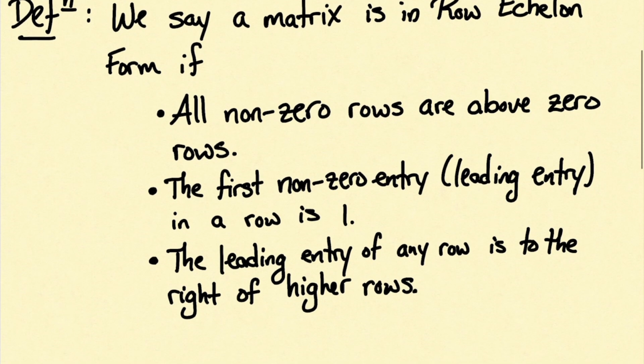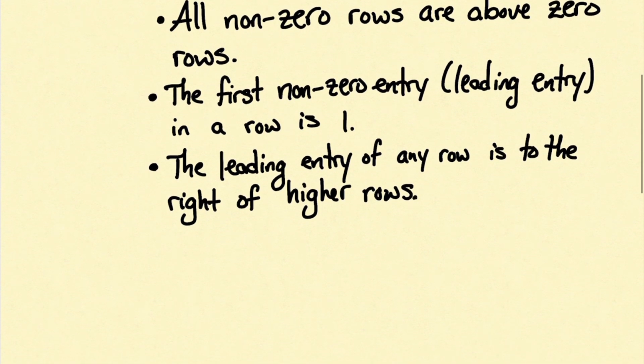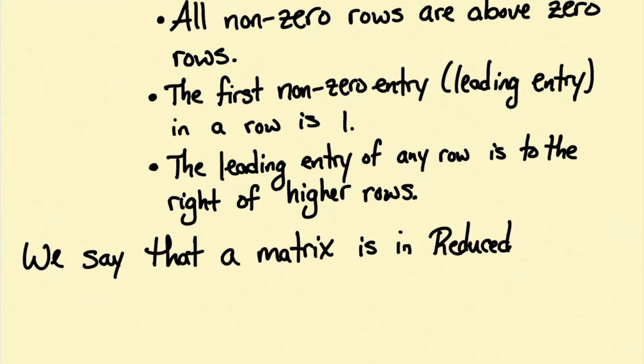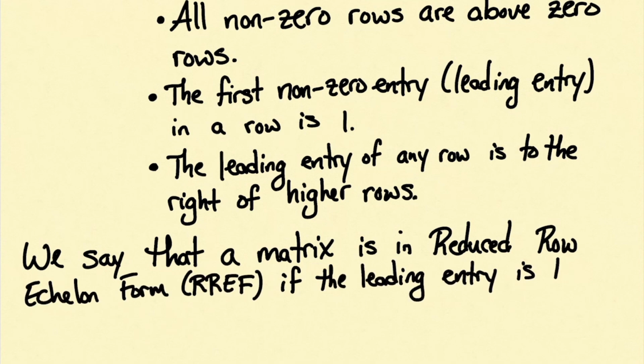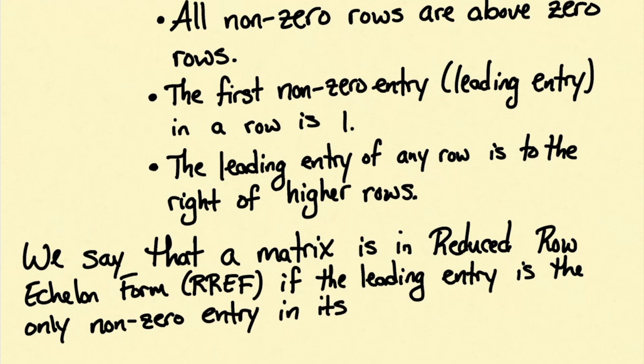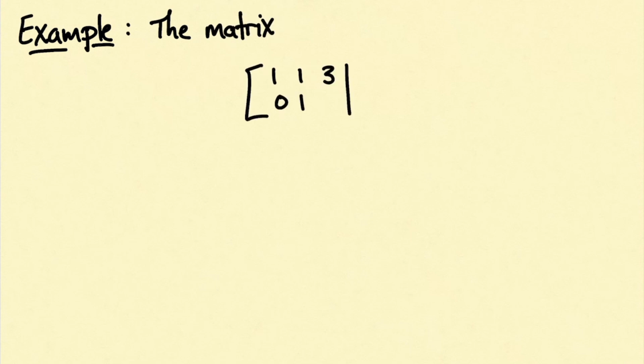We say that a matrix is in reduced row echelon form, which we normally abbreviate as RREF, if the leading entry is the only non-zero entry in its column. It's a wordy definition, but with a couple of examples, it's not hard to internalize.